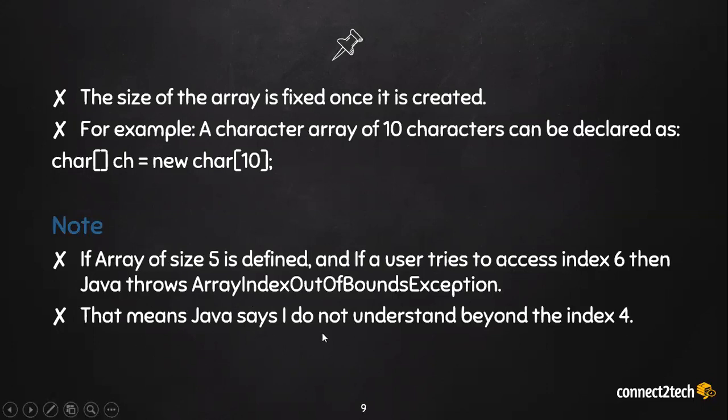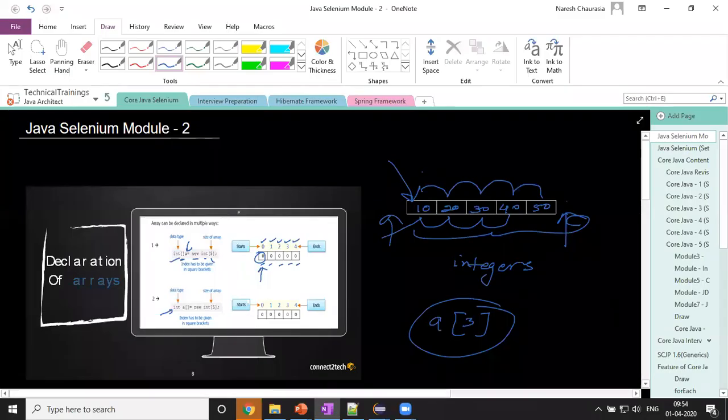That means Java says I do not understand the index beyond 4. So here the index is 0, 1, 2, 3, 4. If you try to access the element at index 5, it does not understand, and therefore it is going to throw an exception. And as I have already mentioned, we'll cover exceptions in detail in the exception handling module.